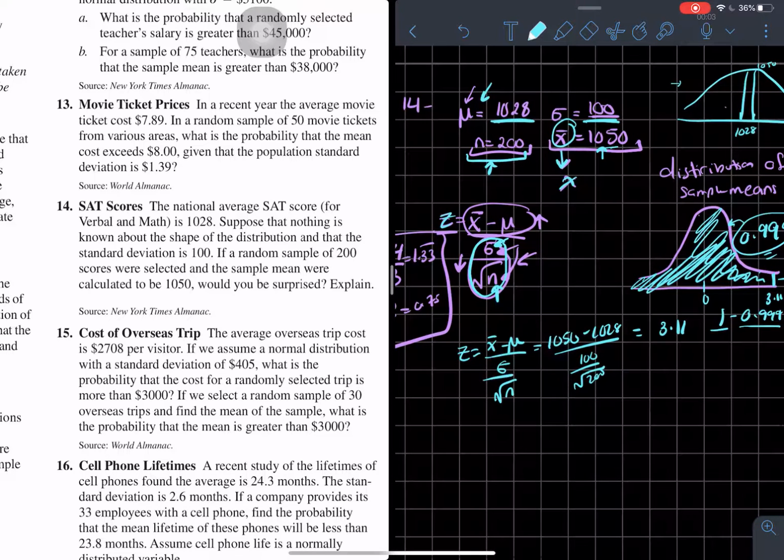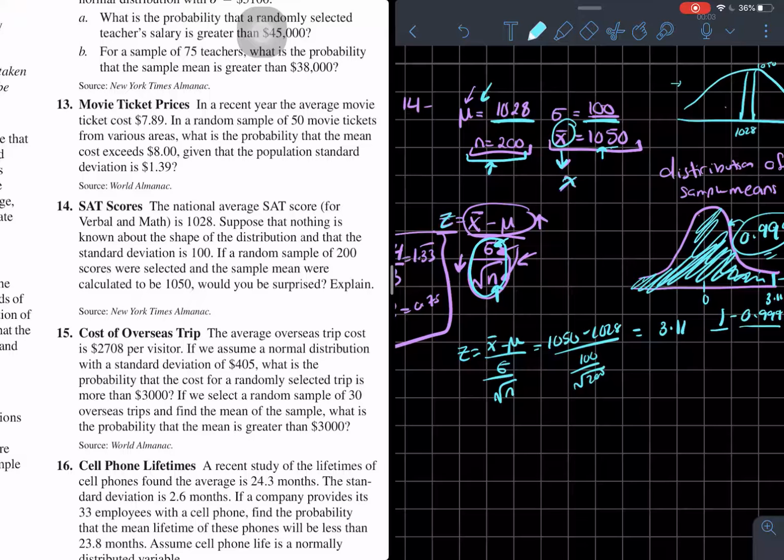If it was a data value, if it was just one person, because that's what data values stand for, they just stand for one person. If it's just one person who scored higher than the average, good for him. But if it's 200 people and their average is higher than the population average, then that's pretty rare. It's really, really unlikely to happen.